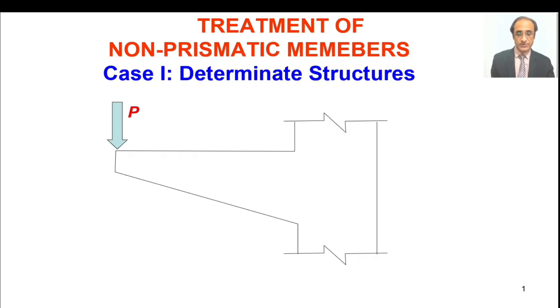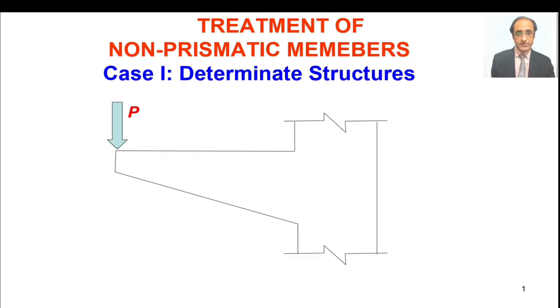So now we introduce the case that, let's say, the members are non-prismatic. So far we had made the assumption that we are dealing with prismatic members only. So all the relations including the member stiffness matrix were valid for prismatic members only. Now we remove this assumption and we consider general sections, that is, we have non-prismatic members.